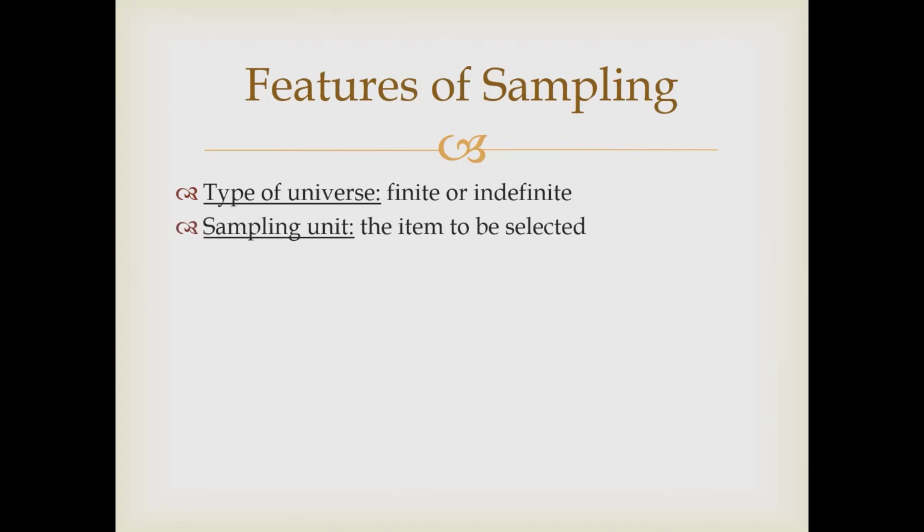Now, another word used is sampling unit. Sampling unit is the item to be selected. In the example which I gave you, the sampling unit is bank employees. So a bank employee, a commercial bank employee in Kerala. That is the sampling unit, the item to be selected.